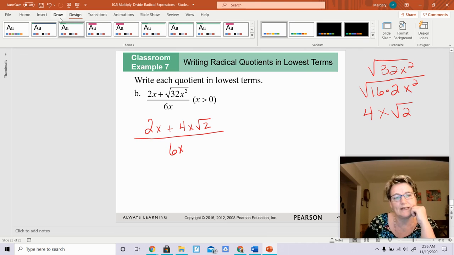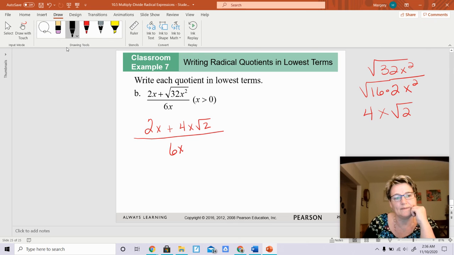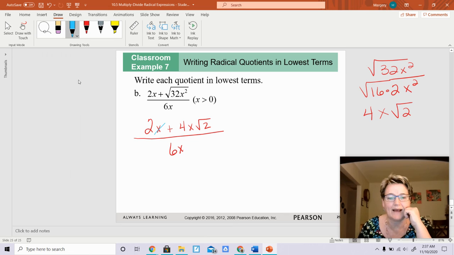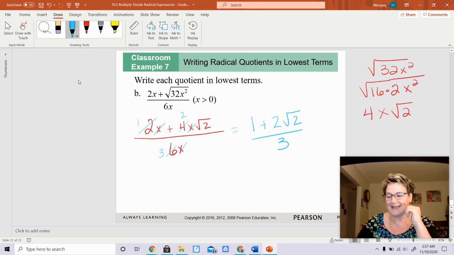Now, if you notice, they all have an x, so you can cancel that out right now. They all share a 2. 2 goes into 2 once, 2 goes into 4 twice, and 2 goes into 6 3 times. So your answer is going to be 1 plus 2 square roots of 2 all over 3. And now we finished.